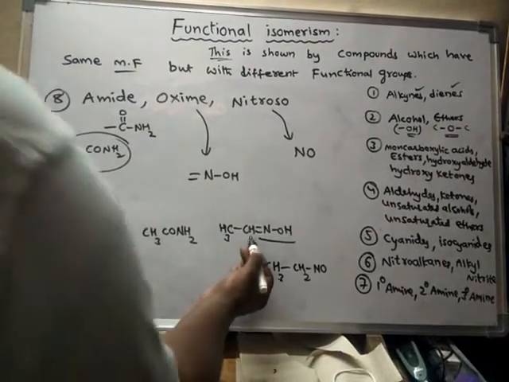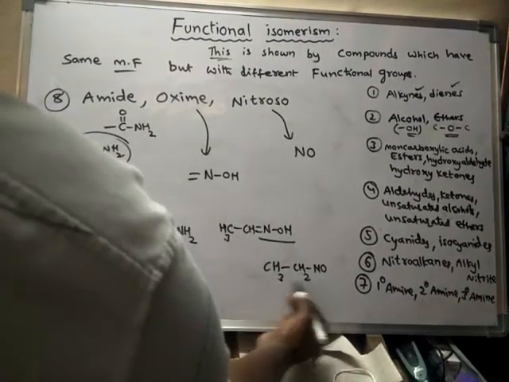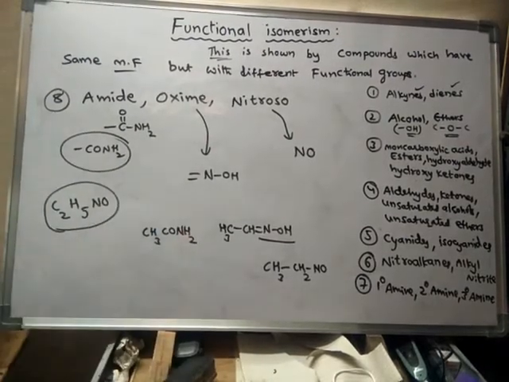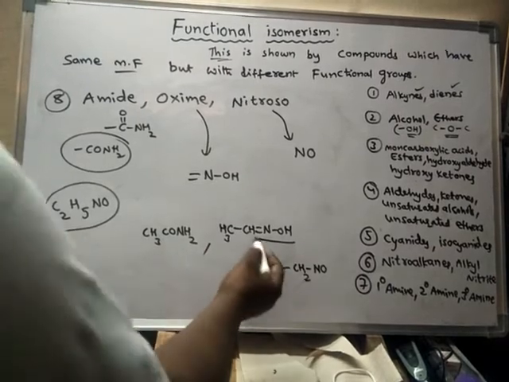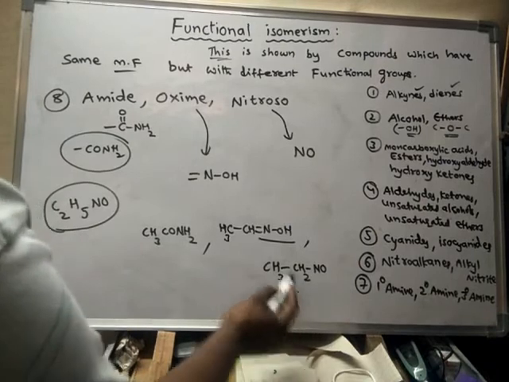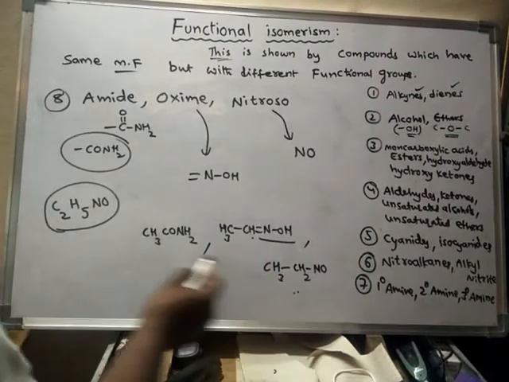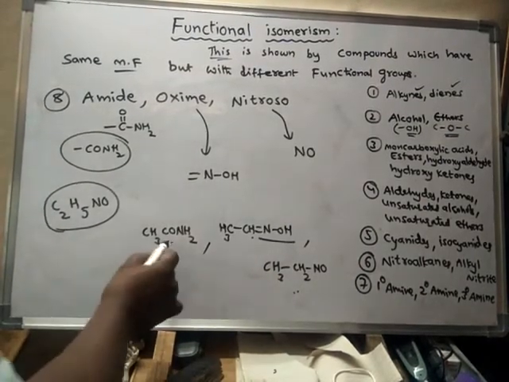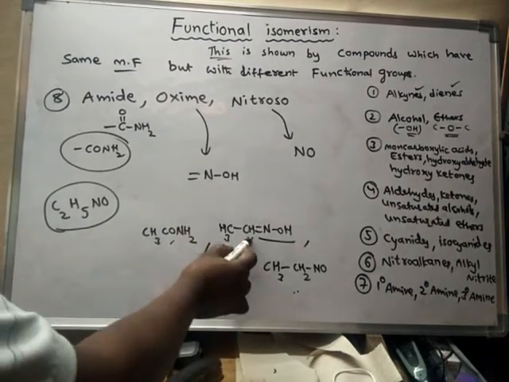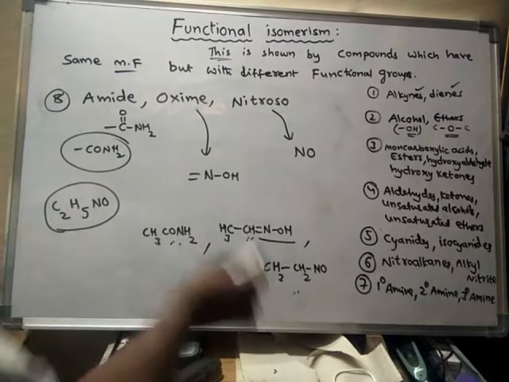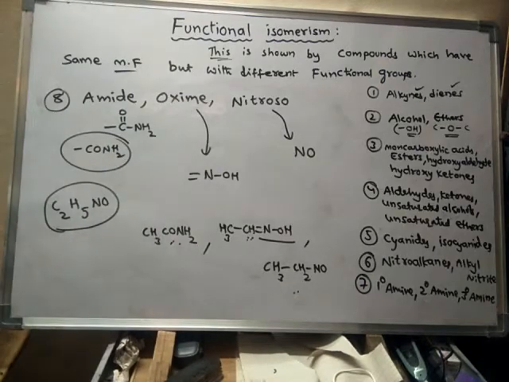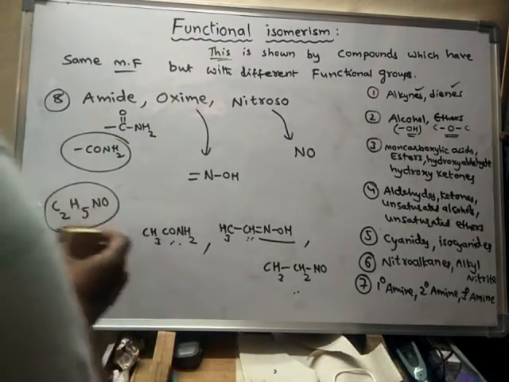Okay, so this is ethane oxime, this is nitroso ethane, and this is ethanamide. Amide functional group, oxime functional group, and nitroso functional group. So this is a functional isomer to this one, and this is a functional isomer to this one also. So like this, amides, oximes, and nitroso compounds are all functional isomers to each other.